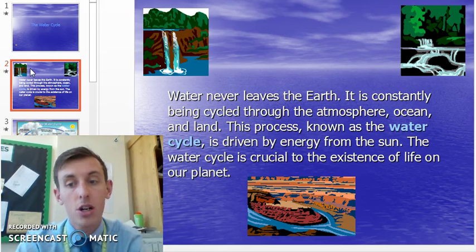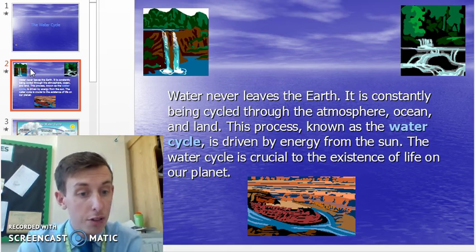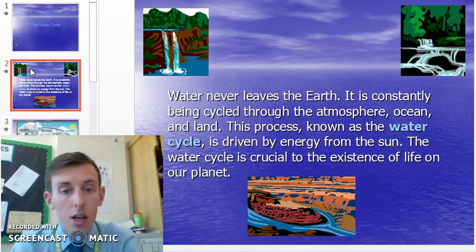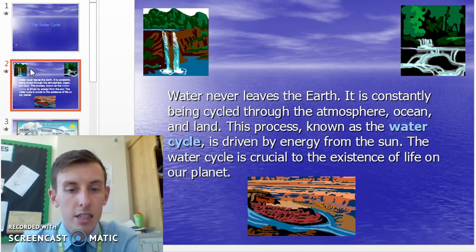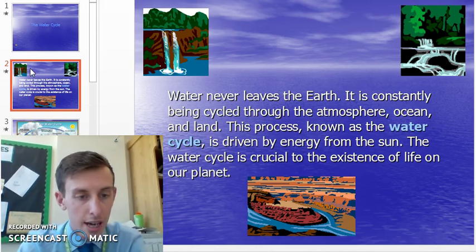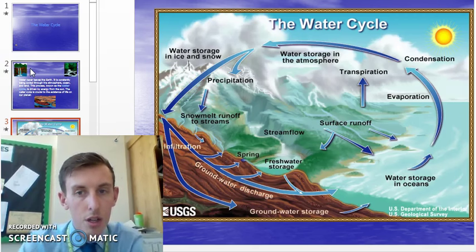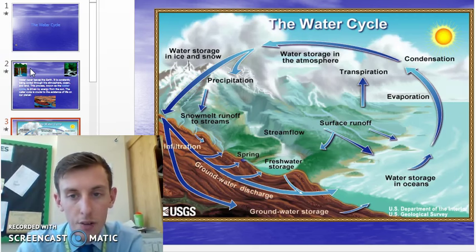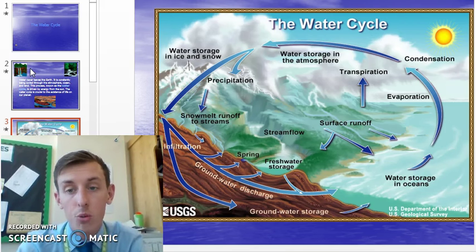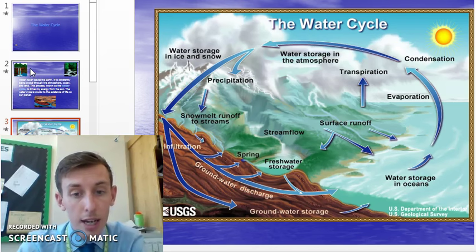This process is known as the water cycle, and it is driven by energy from the sun. Okay, so solar energy. The water cycle is crucial to the existence of life on the planet. We need water to survive. We have to drink it every day. So here's a picture of the water cycle, and you might think, wow, this is really complicated. But if you need to have a little look at how the water cycle works, just pause the video now, and then you can look at the picture.